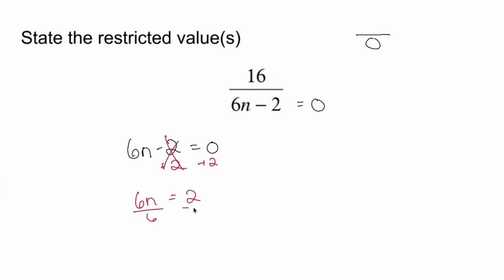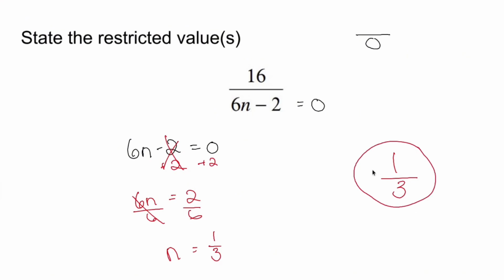Divide both sides by 6. And n is going to equal 2 over 6, a fraction that simplifies out to 1/3. So the restricted value is just going to be 1/3. Depending on what teacher you have, you might have a teacher that says you have to write out n equals 1/3, or you have to write out that n cannot be 1/3. It all depends on the teacher, but the reality is 1/3 makes the bottom 0, which means it's not allowed. That's it. We only care about the denominator, not the numerator.